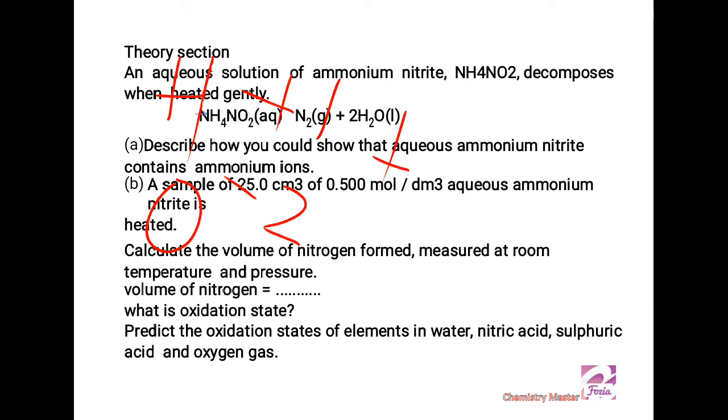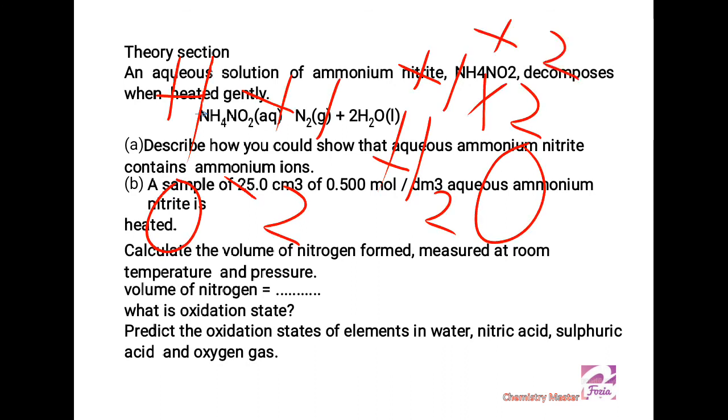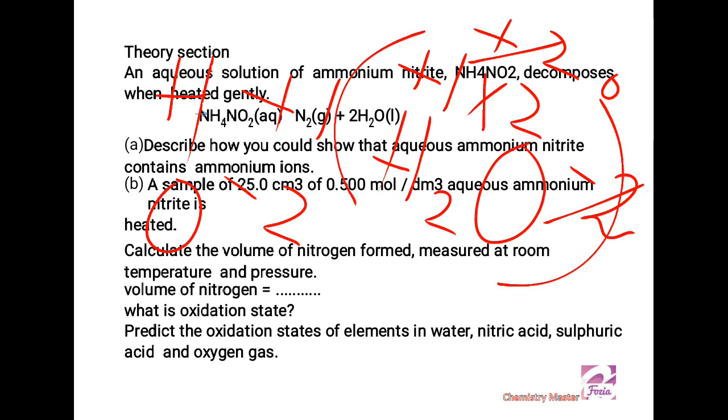In the molecule of H2O, 2 hydrogens will be positive 1 each, giving an overall positive 2, and oxygen will be minus 2. The sum of the oxidation states should be 0. This is how you can work out the oxidation state of each element present in water, nitric acid, sulfuric acid, and oxygen.